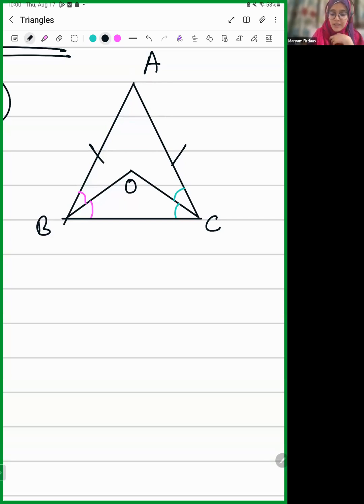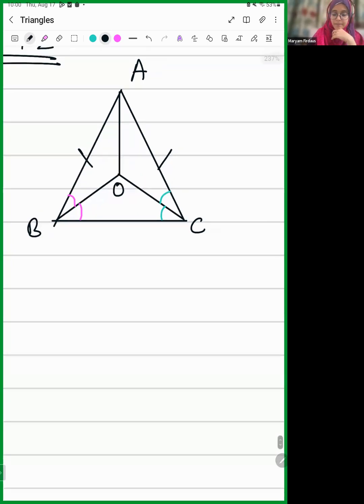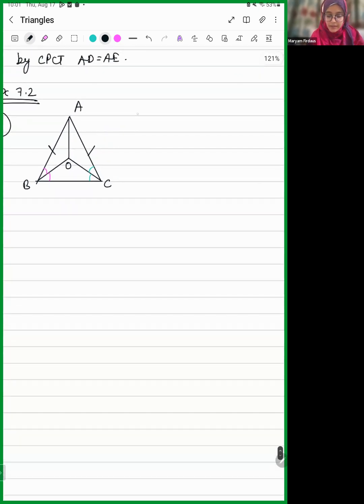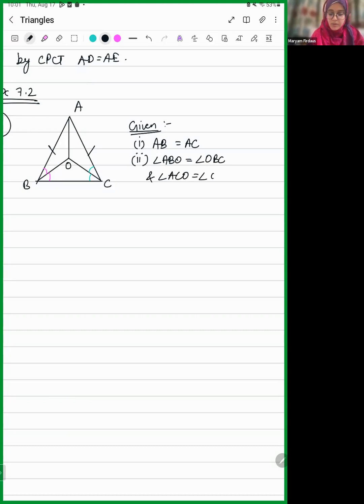Now the question is saying join A to O. Next, you have to show that. Okay, first of all, what all is given? Let's write that. Given. Who will tell me what all is given? Ma'am, AB equals AC. Angle ABO is equal to angle OBC, and angle ACO is equal to angle OCB. Okay, all right, that's all.